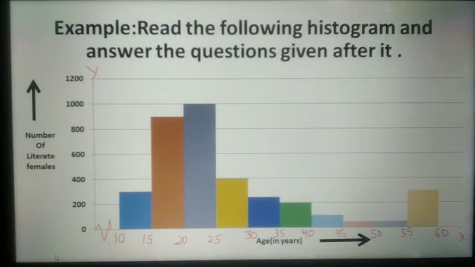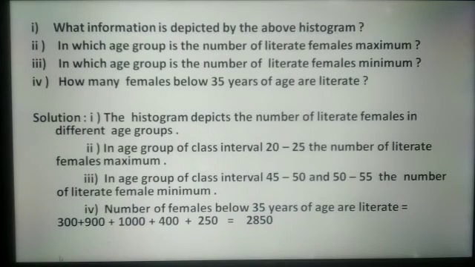Now look at this example. Here a histogram is given, and by reading this histogram we have to answer the questions given after it. On the x-axis age in years is given, and on the y-axis the number of literate females is given. So we have to give the answers. In the first question, what information is depicted by the above histogram? The histogram depicts the number of literate females in different age groups.